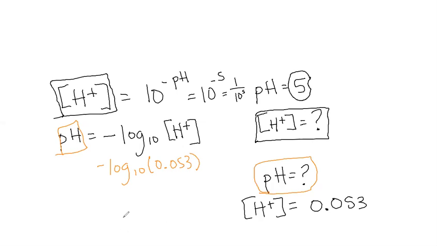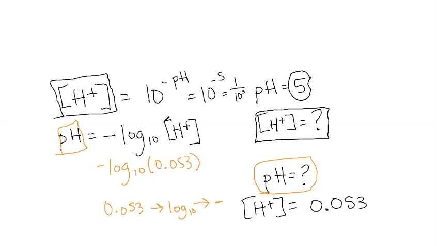And all you do from there is plug it into your calculator. So usually, if you're using a calculator, first you would type in 0.053, then you would hit the log base 10 button, or just the log button, and then you would hit the negative sign, because of the order of operations: the log goes first, then you hit the negative. And that would give you whatever number you got out of your calculator. I'm not going to do it.